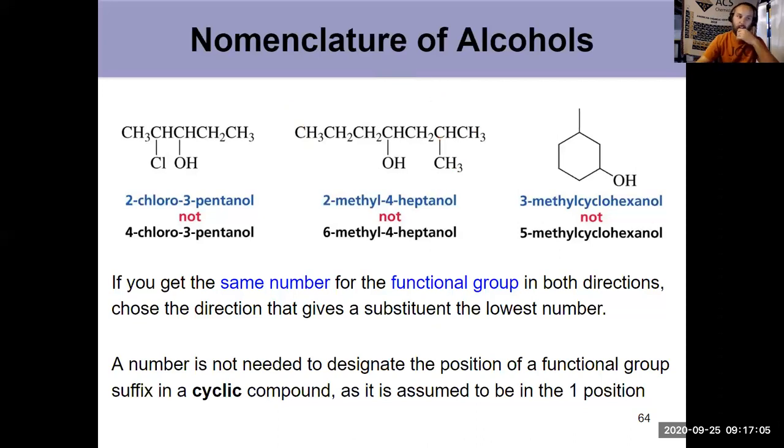If you have a cyclic compound, so this is cyclohexanol, for example, you don't actually have to use a number to indicate the position of the functional group in a ring, because it's always assigned the 1 position. Which is why I just have to call this 3-methylcyclohexanol. I know this is carbon 1, so I just need to go 2, 3 and call it 3-methyl. Notice it's not 3-methyl-1-cyclohexanol or 3-methylcyclohexan-1-ol, because we know this is carbon 1. If you have 2 functional groups on a ring, then you would need numbers.